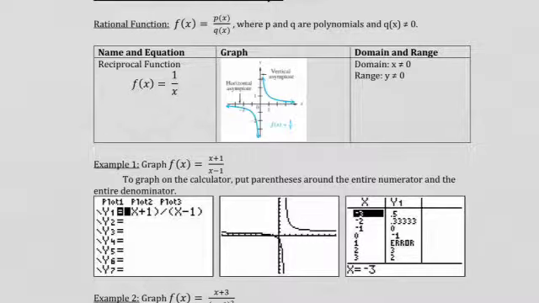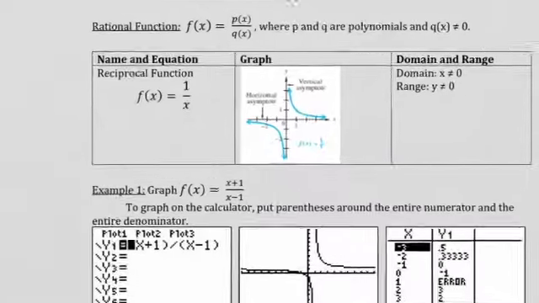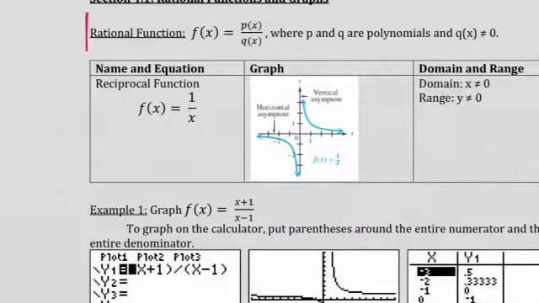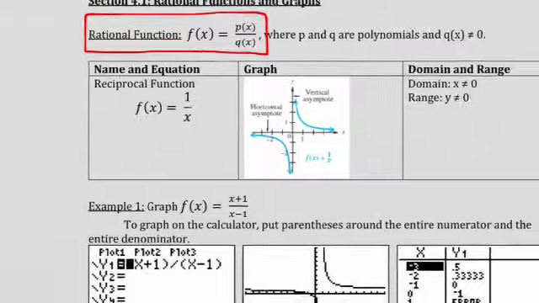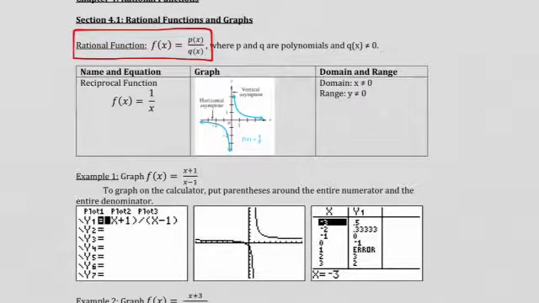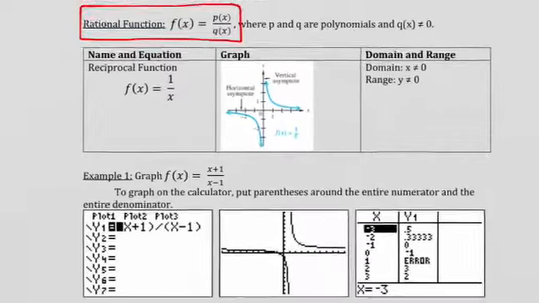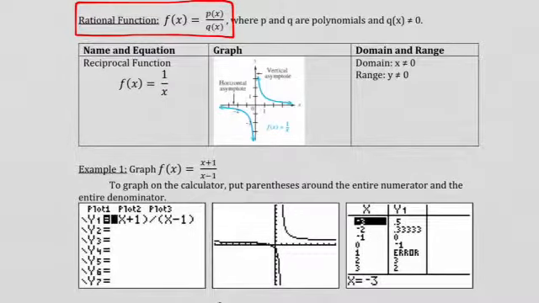So when you have a rational function, which is defined as the quotient of two polynomials, the polynomial in the denominator cannot be equal to 0. In the example f of x equals 1 over x, the polynomial is x, a very, very simple polynomial, and x cannot be equal to 0.